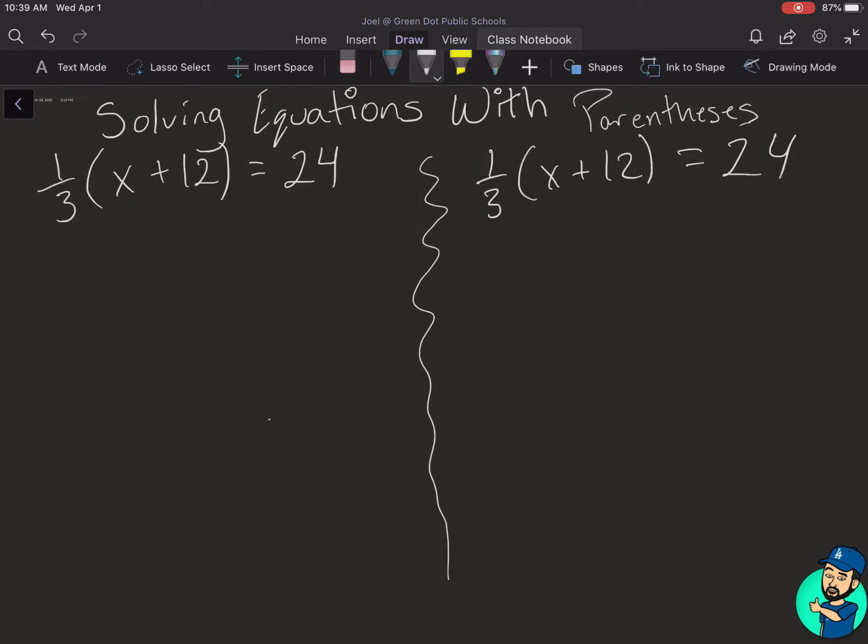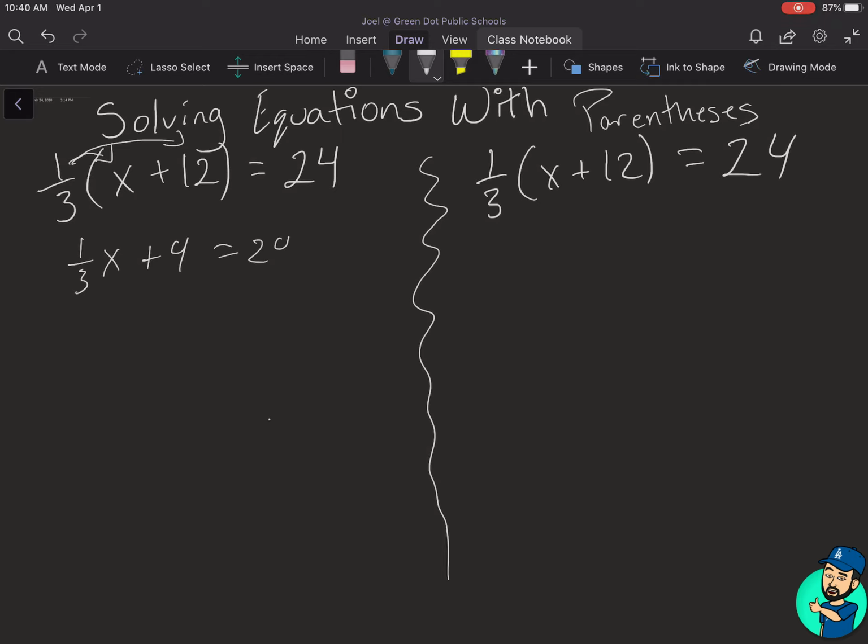Sometimes you may feel that the distributive property is easier than solving it the other way, or vice versa. Either way, you get the same answer. Practice makes perfect. So on the left-hand side, I'm going to apply the distributive property. A third times x equals 1/3 x. 1/3 times 12 equals 4. What's a third of 12? Pretty much 12 divided by 3. That equals 4.